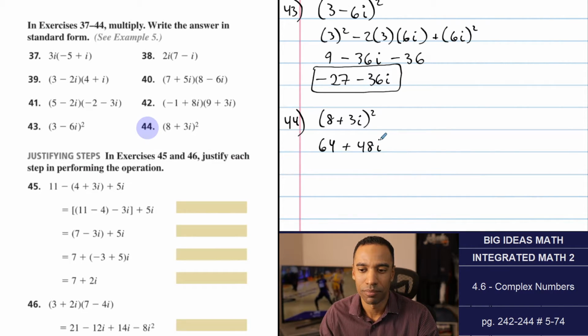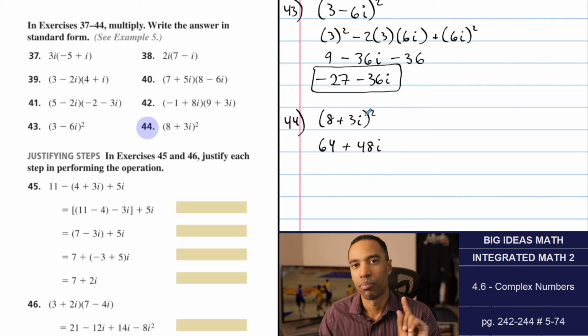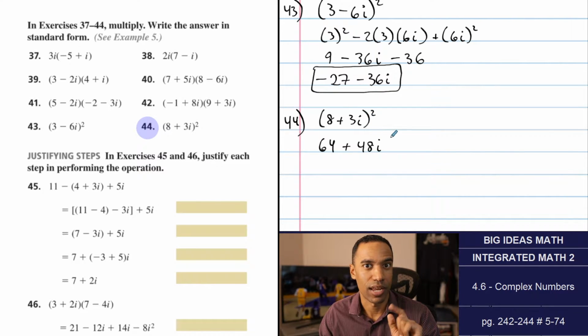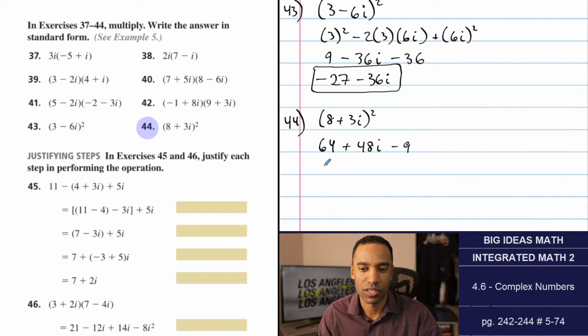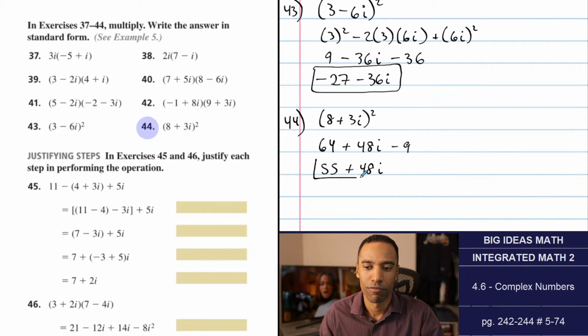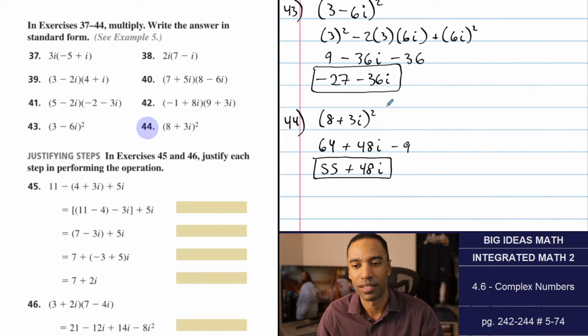Double 24i plus 3i squared. That's 9i squared, which is negative 9. Boom. 64 minus 9 is 55. 55 plus 48i.